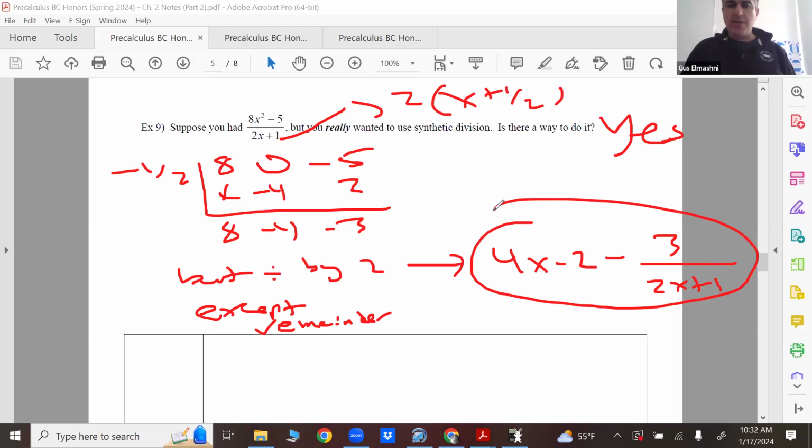And by the way, you can always check the work by plugging a number in for x, in the original and the answers, to make sure that all makes sense. Or you can set them equal to each other. If you set this equal to this and multiply both sides by 2x plus 1, the left side should equal the right side. So it should all work out just fine. Okay, we'll stop there for today.